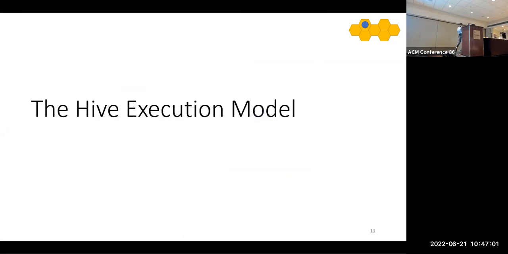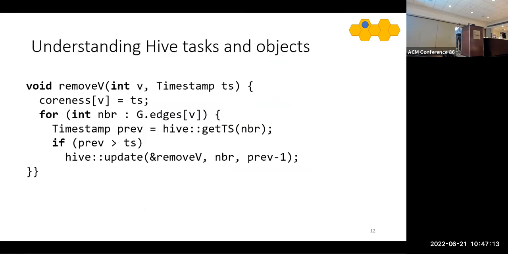Now that we understand Swarm's issue with moot tasks, we'll introduce our solution, the Hive architecture, a hardware-software interface which extends Swarm to speculate on priority updates. We will start with Hive's execution model, which we will explain by showing you the Hive code for K-Core. As you can see, the task is very similar to our sequential K-Core code. The only thing that's really changed is the scheduler interface.